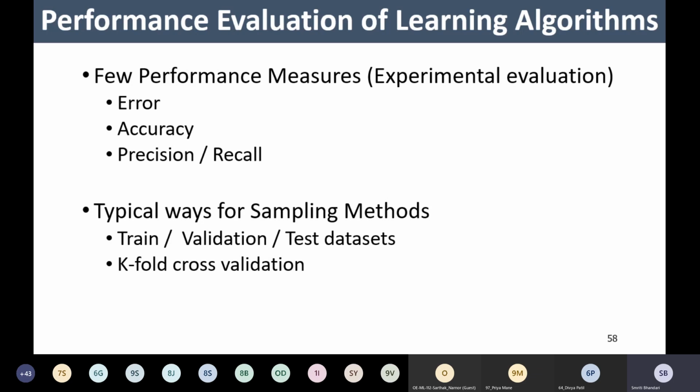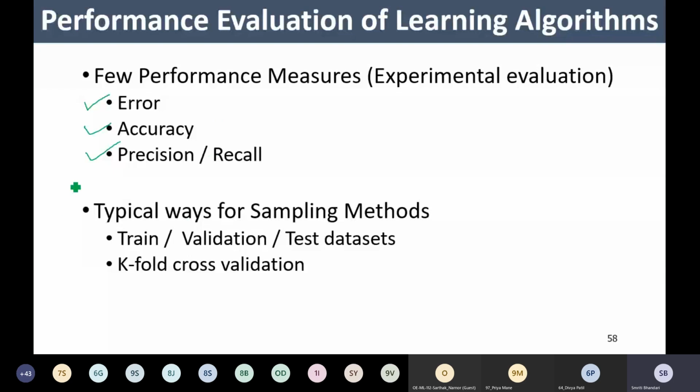So we have a few performance measures, right? Those are actually based upon some experimental evaluation, right? So what kinds of performance measures may we have? We may compute the error with respect to my learning algorithm and the model or the hypothesis that I have created. What next? I may find out the accuracy of my hypothesis. I may find out the performance in terms of precision, recall, and so on. We are going to look at all those terms, what we mean by that.